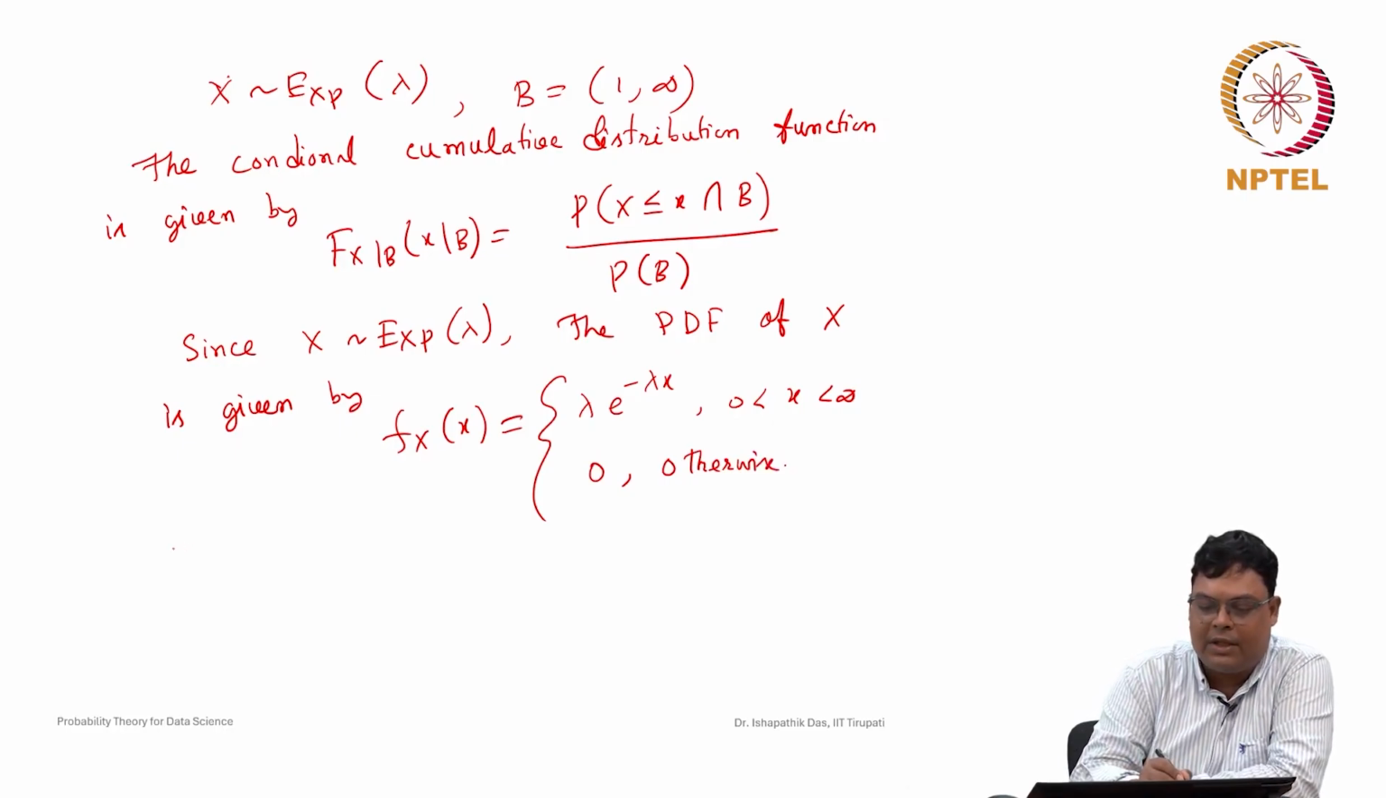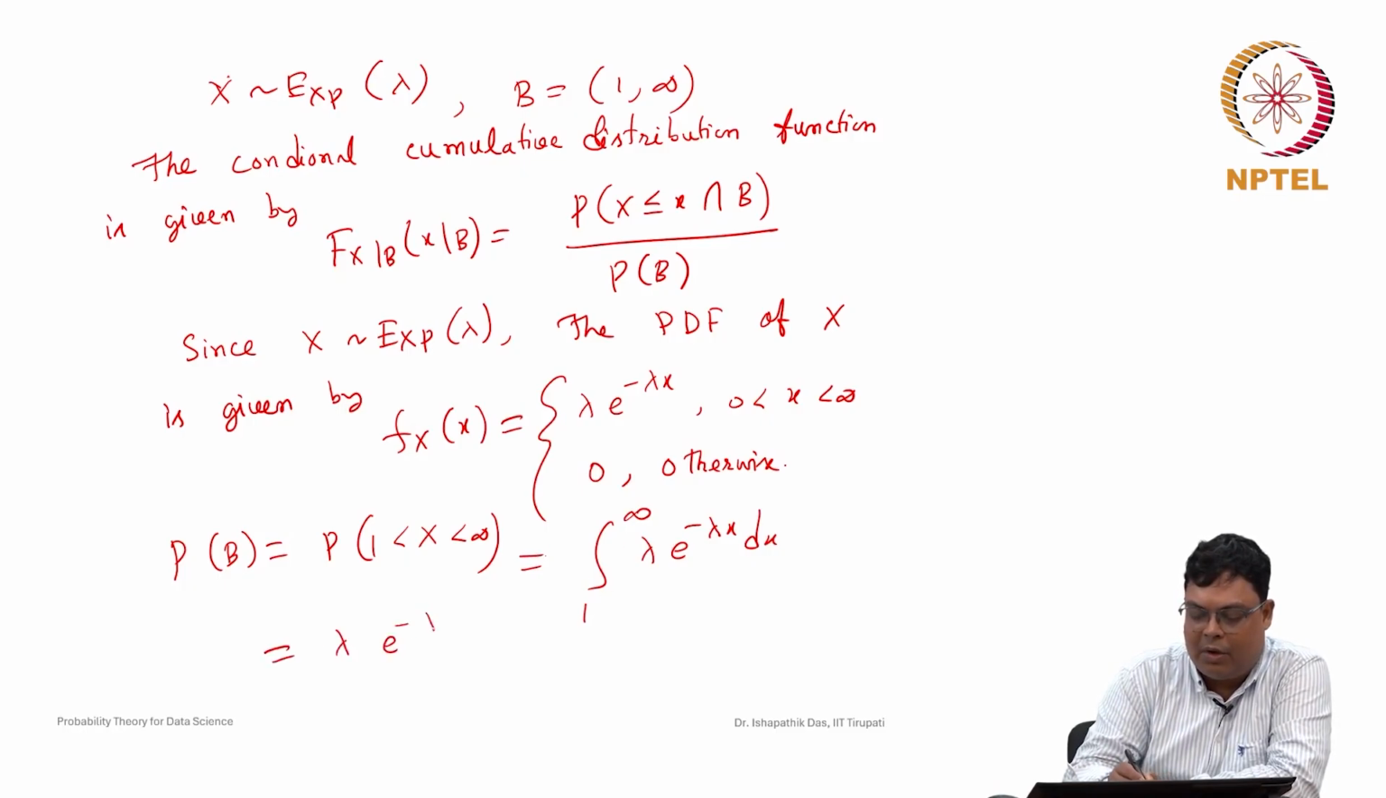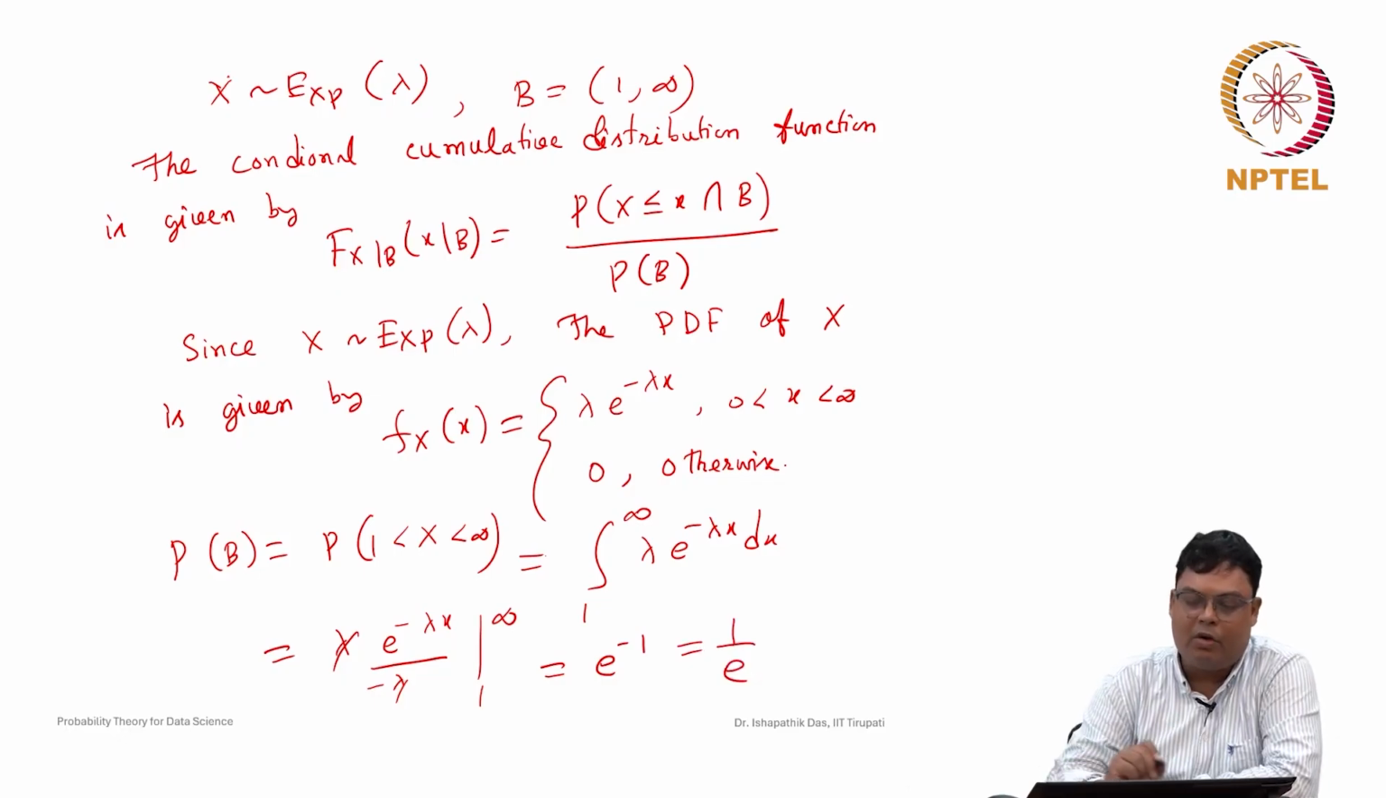So, the probability of B, what is that? It is the probability that the random variable takes values from 1 to infinity, because B is 1 to infinity. So this is the integral from 1 to infinity of lambda e to the power of minus lambda x dx, because this is the probability density function and we are integrating over B. This is lambda e to the power of minus lambda x divided by minus lambda, from 1 to infinity. At infinity it is 0, lambda cancels, and at 1 it is e to the power of minus 1, which is 1 by e. So the probability of B we found.